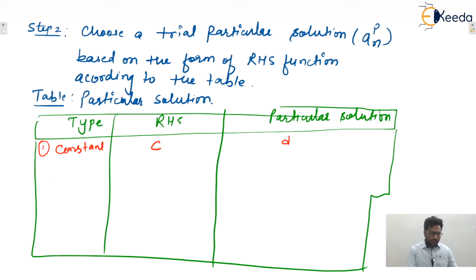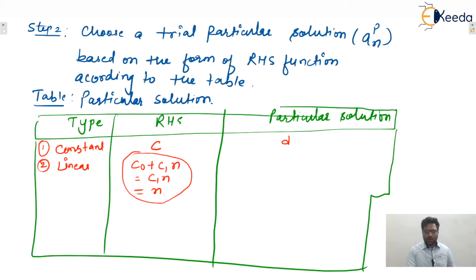Next one, if in the right hand side the function is linear, it could be c0 plus c1n, or it could be c1n, or it could be only n. All these three are linear. So for all these three, the particular solution will be d0 plus d1n, where d0 and d1 are constants.